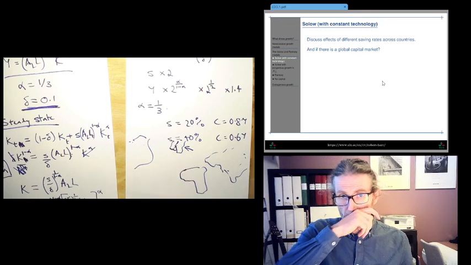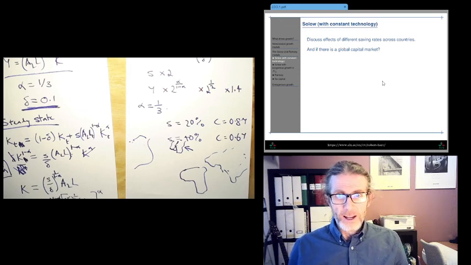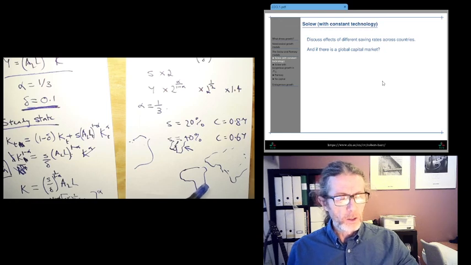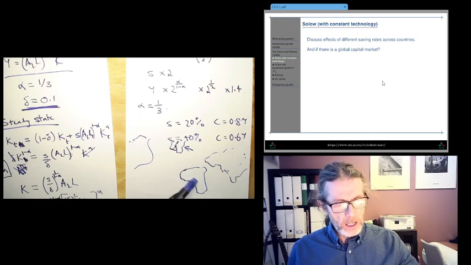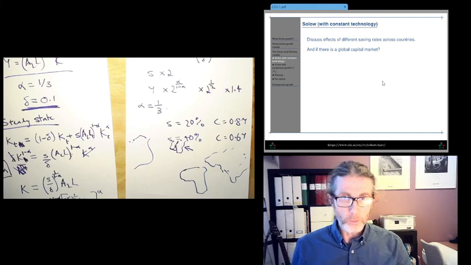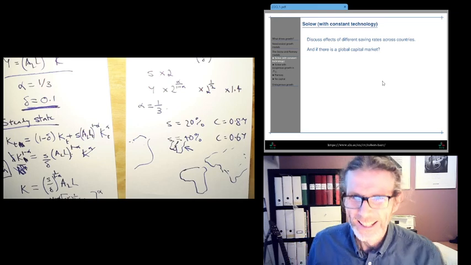Okay, and by the way, if there's a global capital market, it fails even more drastically, because according to the model, the returns to capital should be higher in countries where people aren't saving much. I could take you through the math for that too, but I'm not going to. Okay.